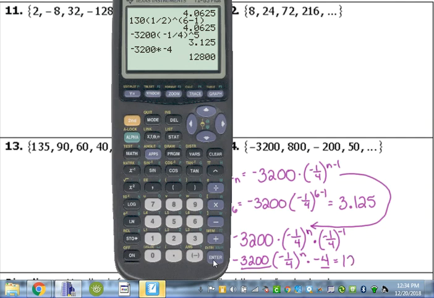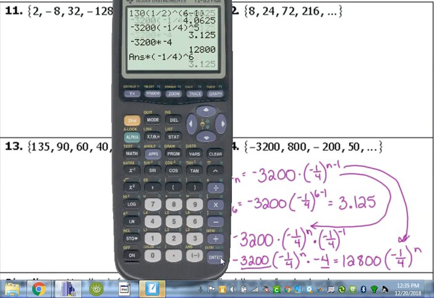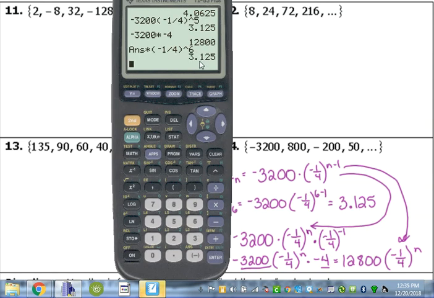So another version of this explicit formula, these are equivalent to one another, and let me prove it. Let me get the 6th term from this version of the explicit formula. So that constant times negative 1/4 raised to, this time it's just to the n, so if I'm trying to find the 6th term, I raise that to the 6th. I got the exact same value.